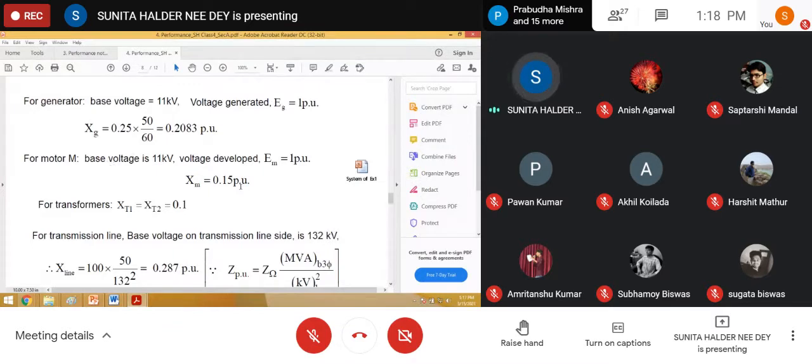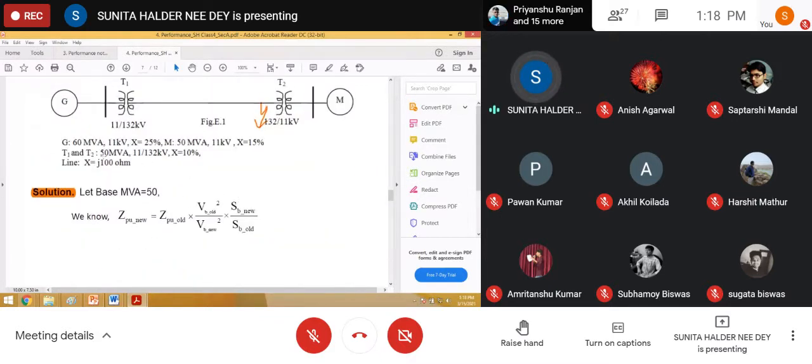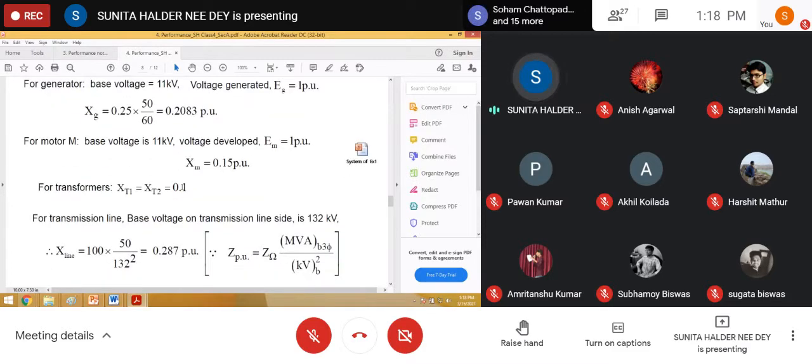For the motor, the base MVA is 50 and the motor rating is also 50, so XM is 0.15, there will be no change. Similarly for the transformers, the MVA is 50. For the transformer, the primary voltage level is 11 kV and the secondary is 132 kV, which is the same as the line at 132 kV. So there will be no change in the reactance calculation. It will be 0.1 per unit, so we can directly write it.